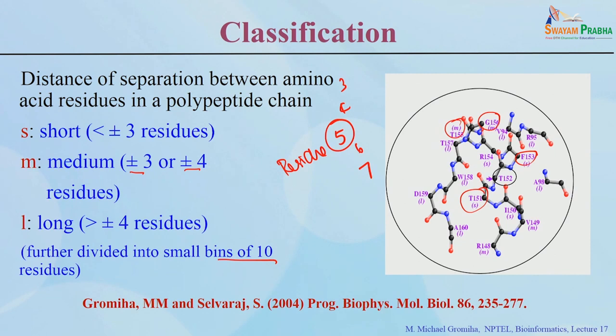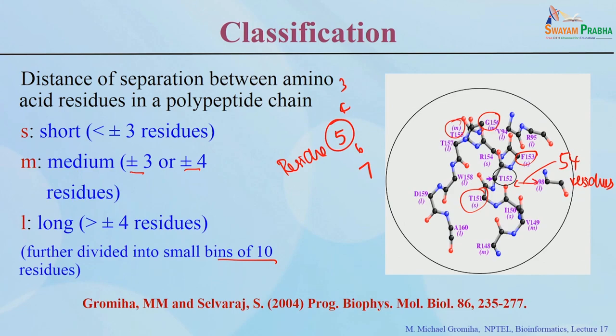And some residues are far away in the sequence, but they are close in space. For example, T152 and A98. What is the distance at the sequence level? 54 residues. So, they are far away in the sequence. So, these residues contribute long range contacts.